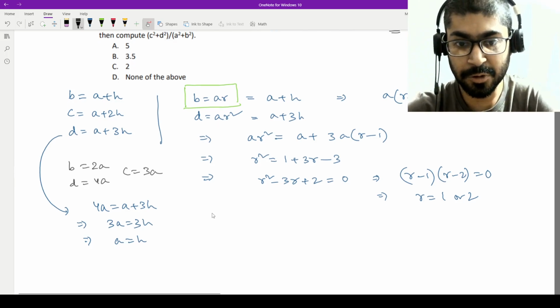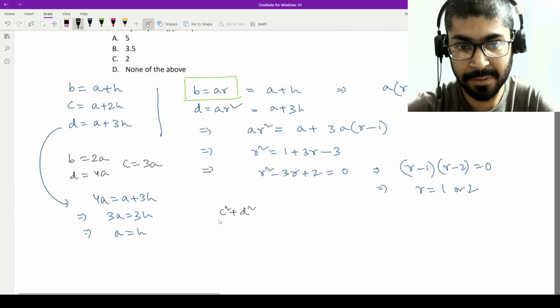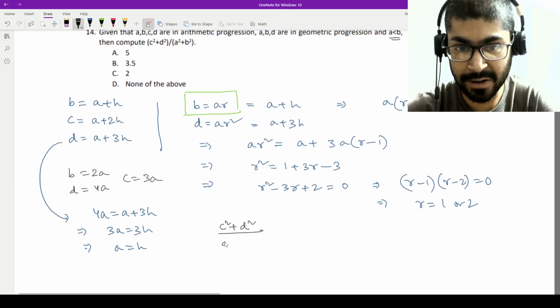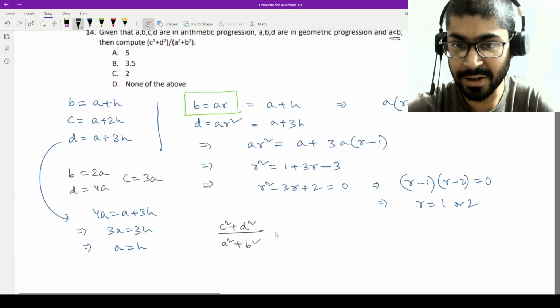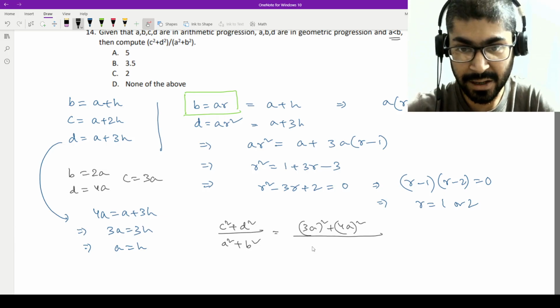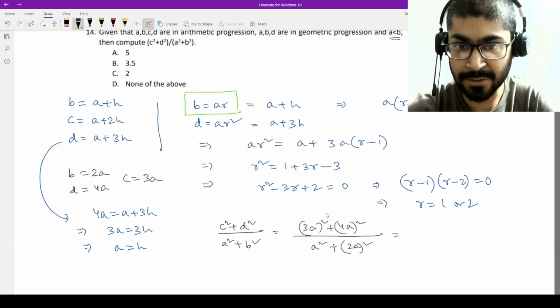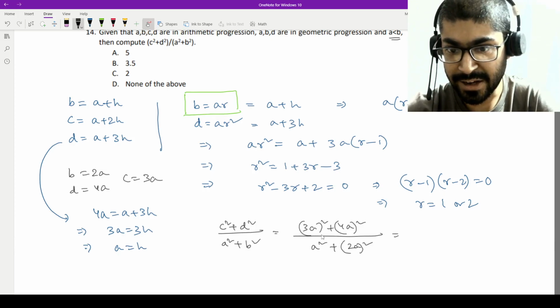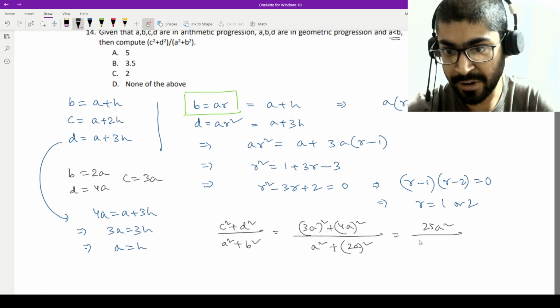Now we have to compute (c square plus d square) by (a square plus b square). Right? All of them can be written in terms of a. So c square will be (3a) whole square plus d square will be (4a) whole square. This will be a square, b square will be (2a) whole square. So this is 9a square plus 16, this is 25a square. This is 4a square, 5a square. So this will be again 5.